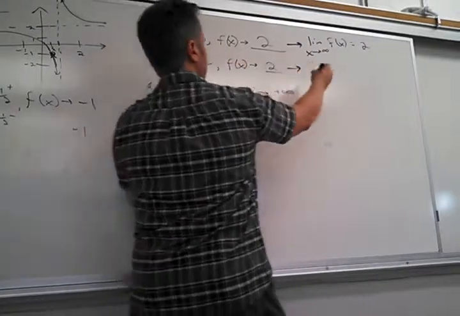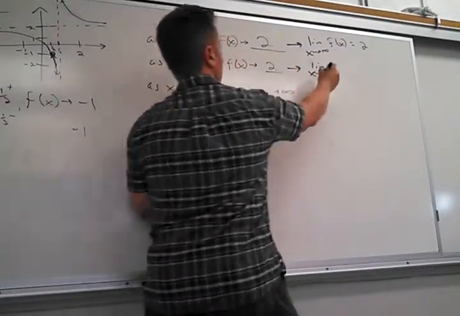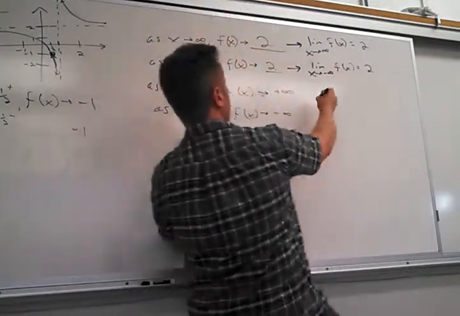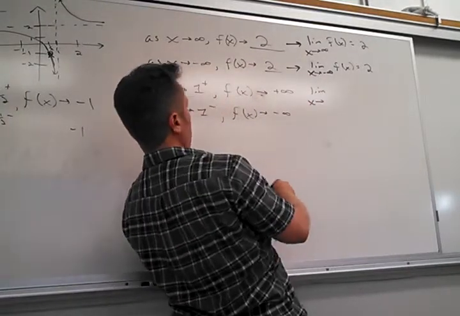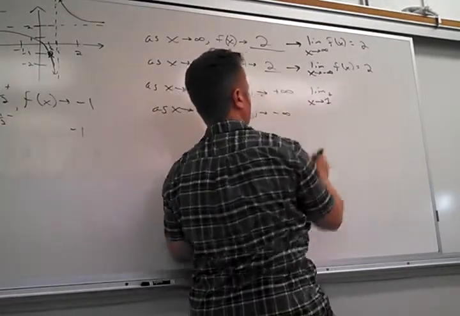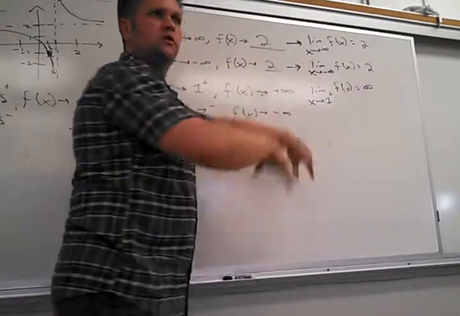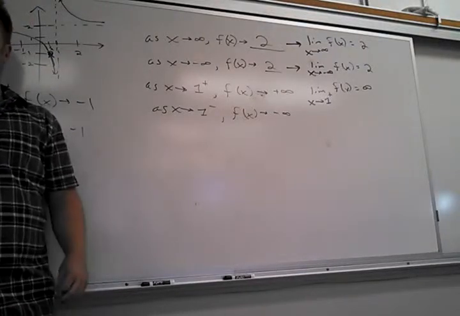How would I write this then? Limit as x goes to -infinity, f of x equals 2. Beautiful. And then this one, what do you think? Limit as x goes to 1 from above, f of x equals +infinity. I love it. And so forth. Same idea. So those mean the same thing.